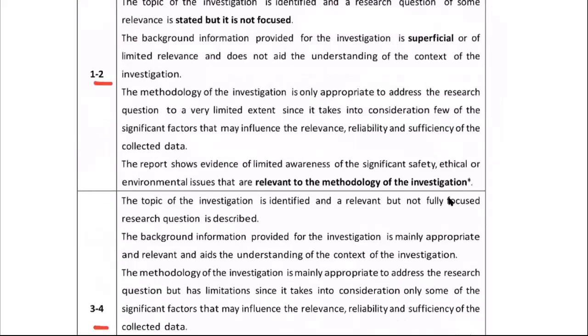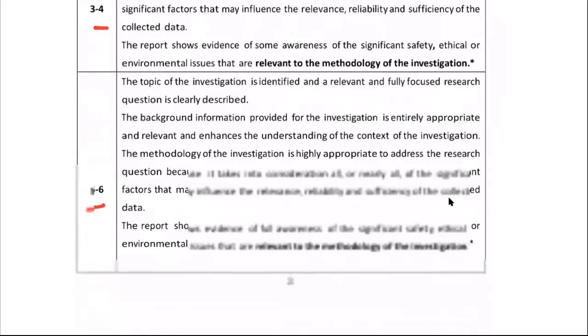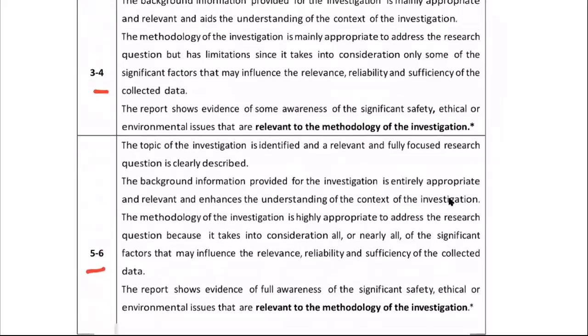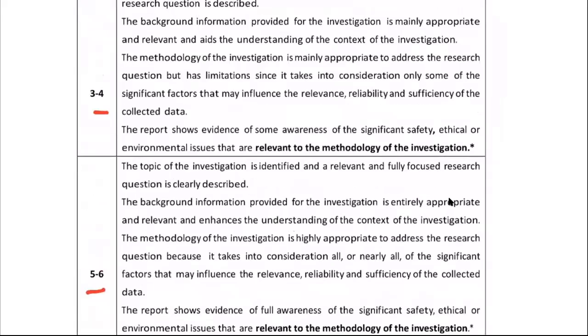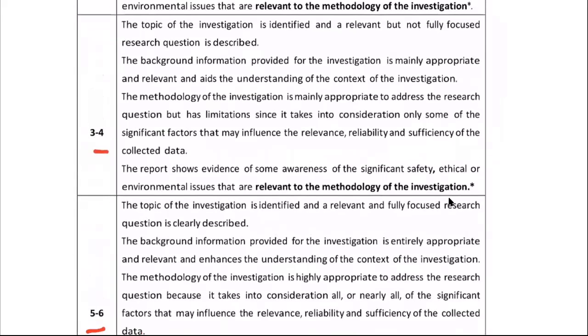And so the way that the breakdown goes, it's really similar. The statements are going to look similar. There's going to be a few words that are different. So like the first one on the 5-6, it says the topic of the investigation is identified and a relevant and fully focused research question is clearly described. The difference up here is it says the topic of the investigation is identified and a relevant but not fully focused research question is described. So the difference is that you have fully focused and clearly described.